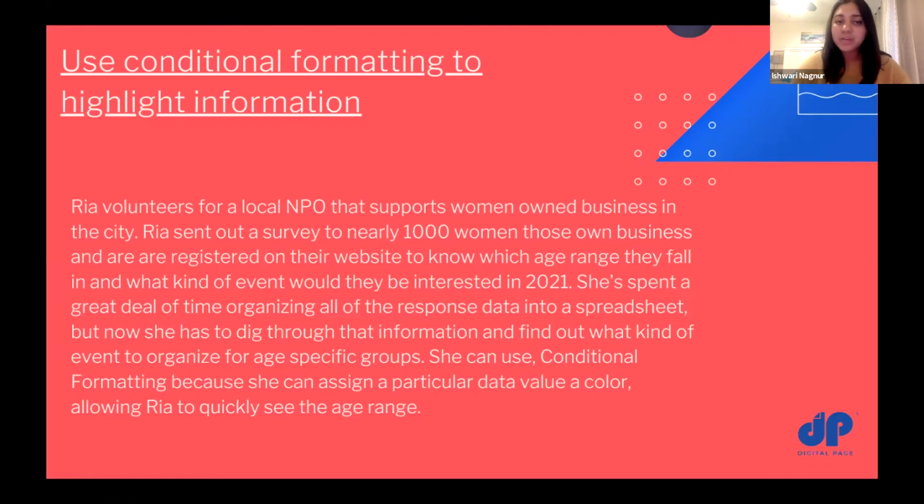She spent a lot of time organizing all of the response data into a spreadsheet, but now she has to dig through that information and find out what kind of event to organize for age-specific groups. She can use conditional formatting here because she can assign a particular data value a color. So here Ria can organize by color coding and quickly see the age range.